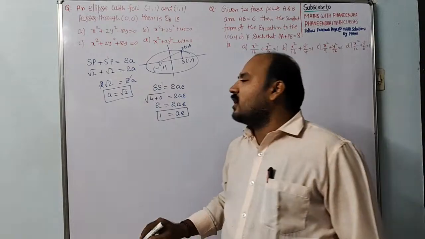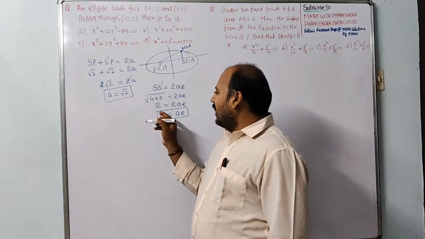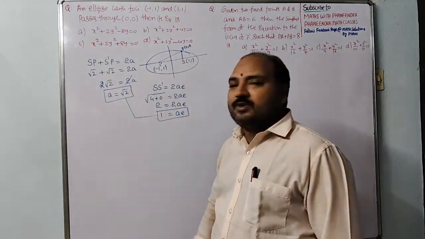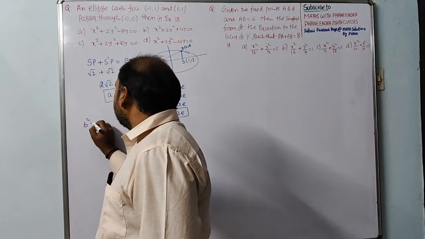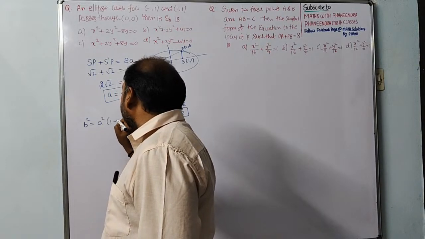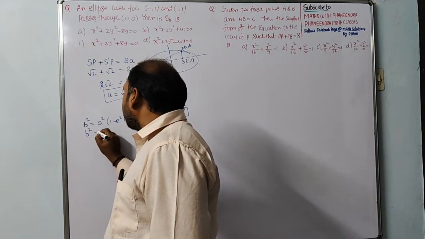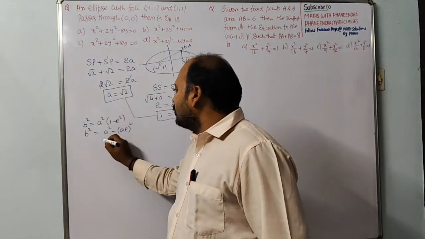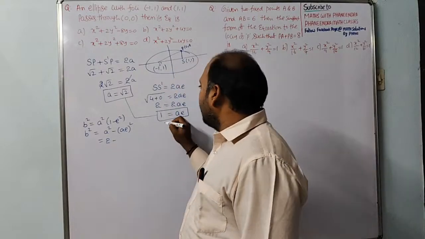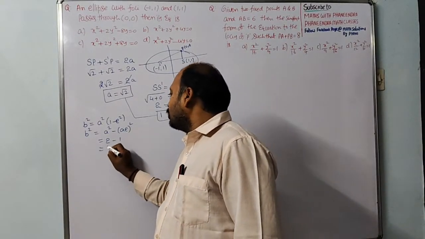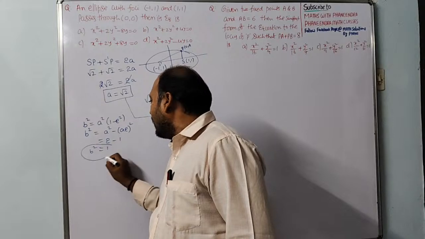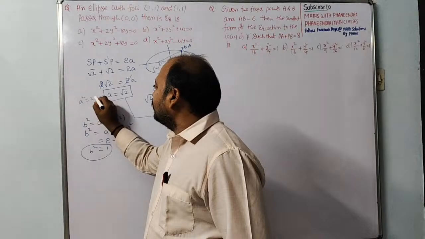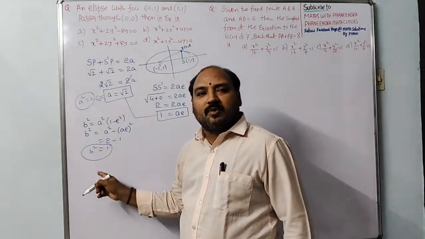Okay, dear students, whenever you know the values of a and ae, the link between these two is b square equal to a square into (1 minus e square). Can we write like this? b square equal to a square minus (ae) whole square. a square, that is root 2 whole square, is 2, minus ae value 1, 1 square is 1. So 2 minus 1. So b square value is 1 and a square value is 2.